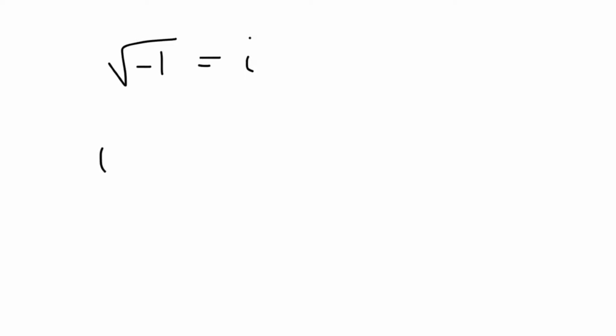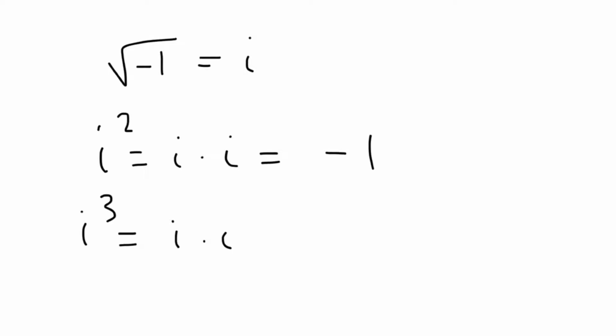And that's why i squared, which is i times i, is basically the number you're multiplying by itself. That's why it gives you back -1. And i cubed, of course, will be i times i squared. And i squared is already -1, so that means -i.